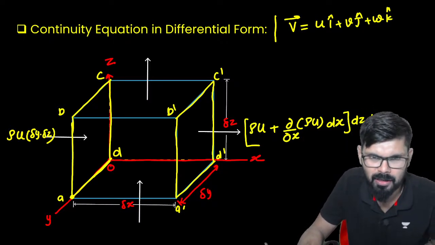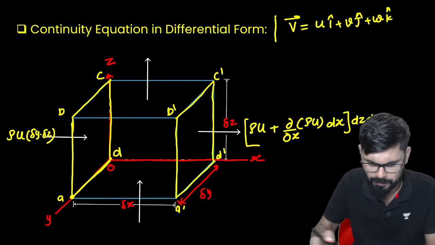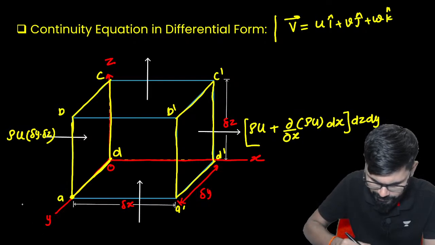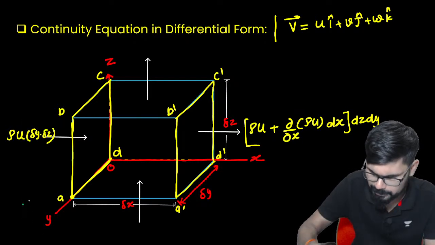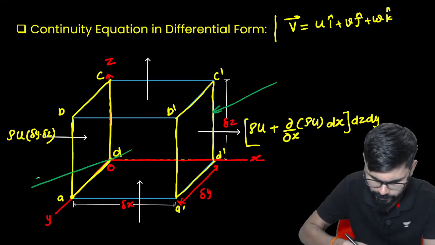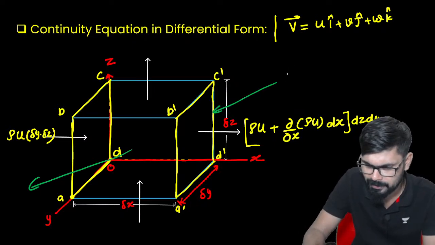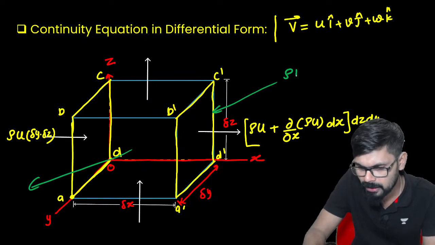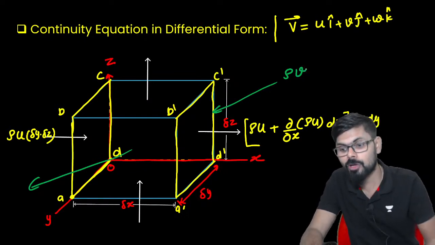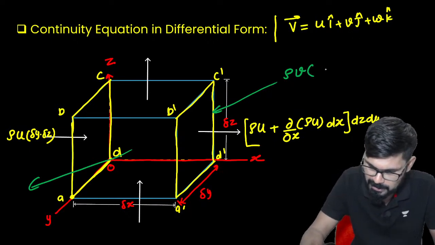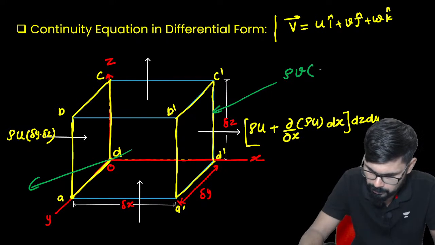Let's talk about the y direction and the z direction, anything you can write. So let's say we look at the y direction once. The y direction is entering like this and leaving like this. So entry is what, beta? Entry I can say that rho into v, right, because in y direction velocity is V. So rho into v into area. Area is basically delta x delta z.